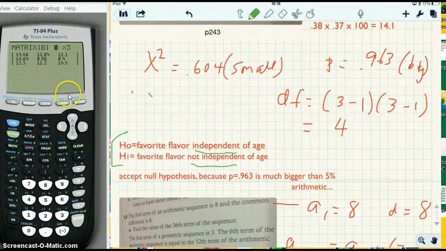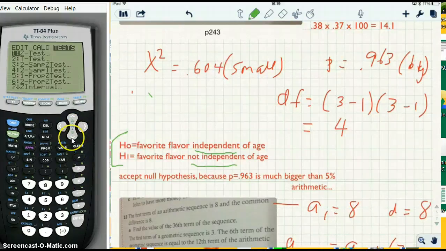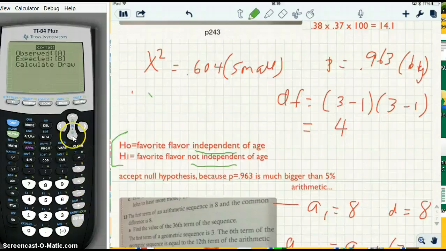Okay. And just to show you the screen again, we'll do stat, tests, and then we'll do calculate. And then just to show you, they always give you the p-value and the chi-squared. So even if they don't give you the critical value, you can still find it with the p-value.